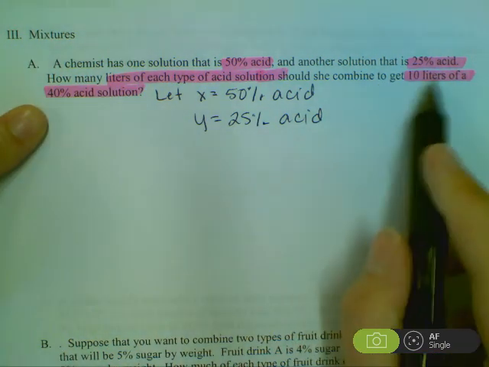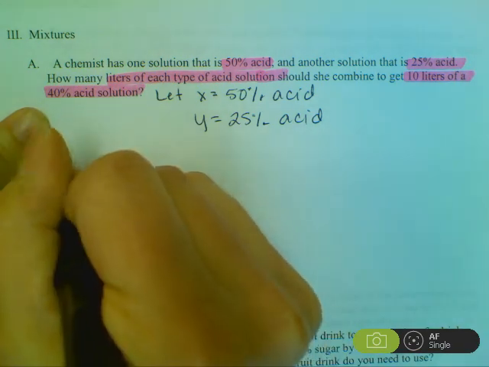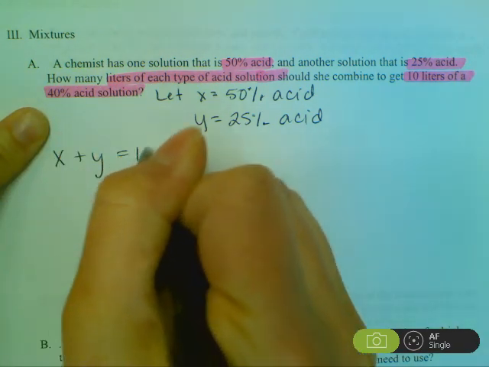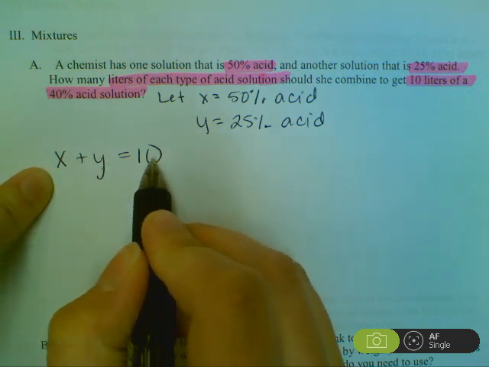Now, we're going to get 10 liters of this solution. So the first equation is very simple. It's just x plus y equals 10, because if I add the 2 liters together, I should get 10.